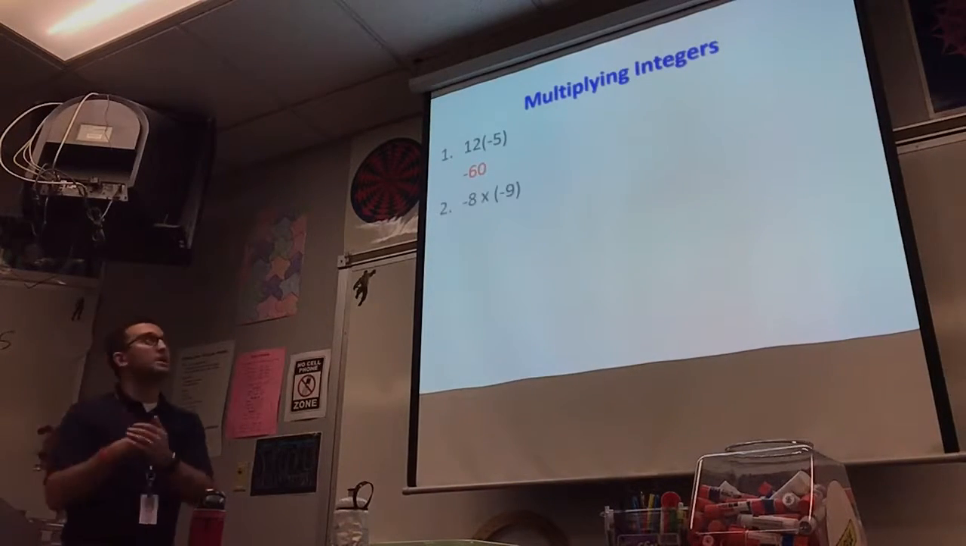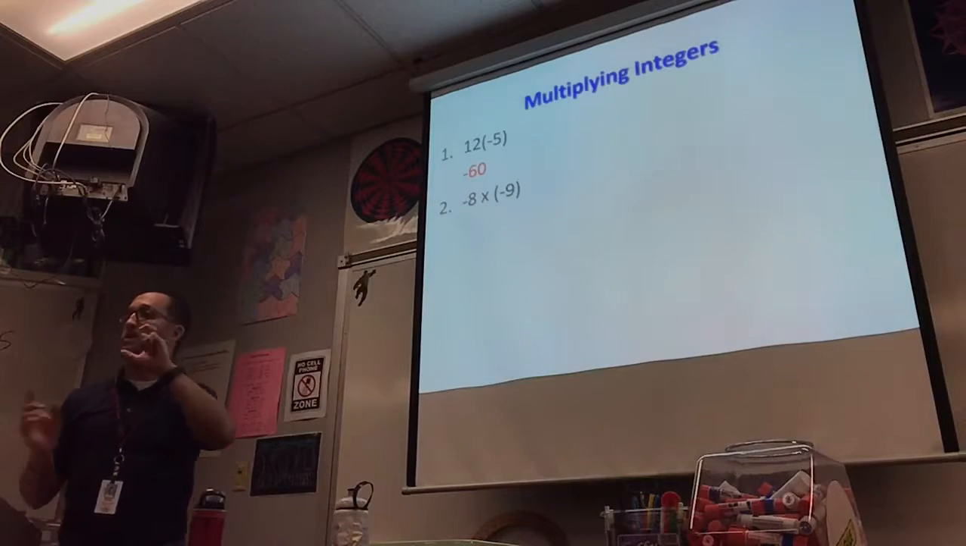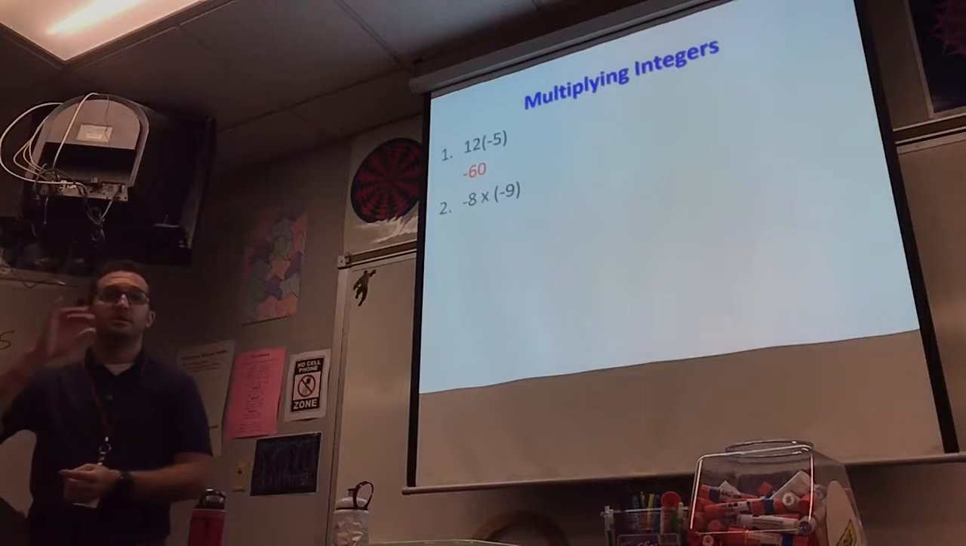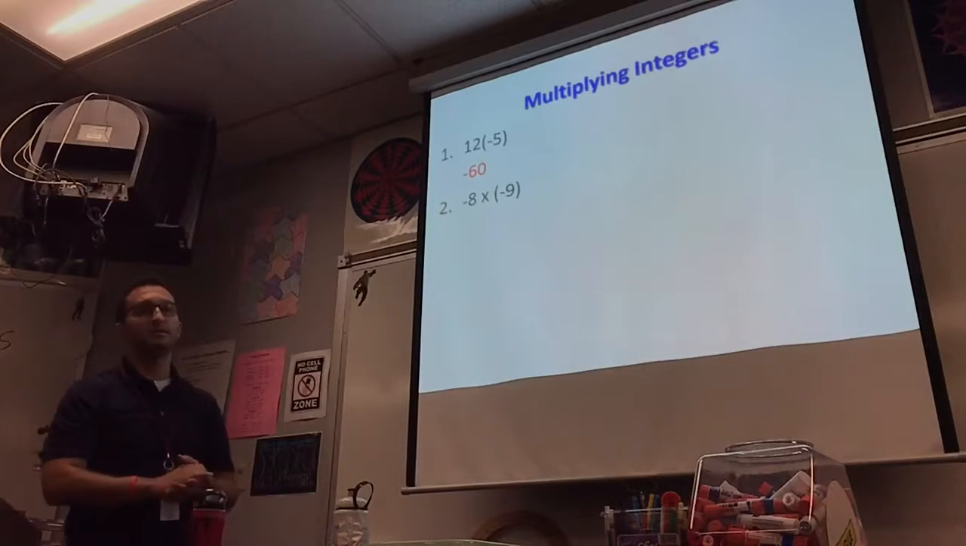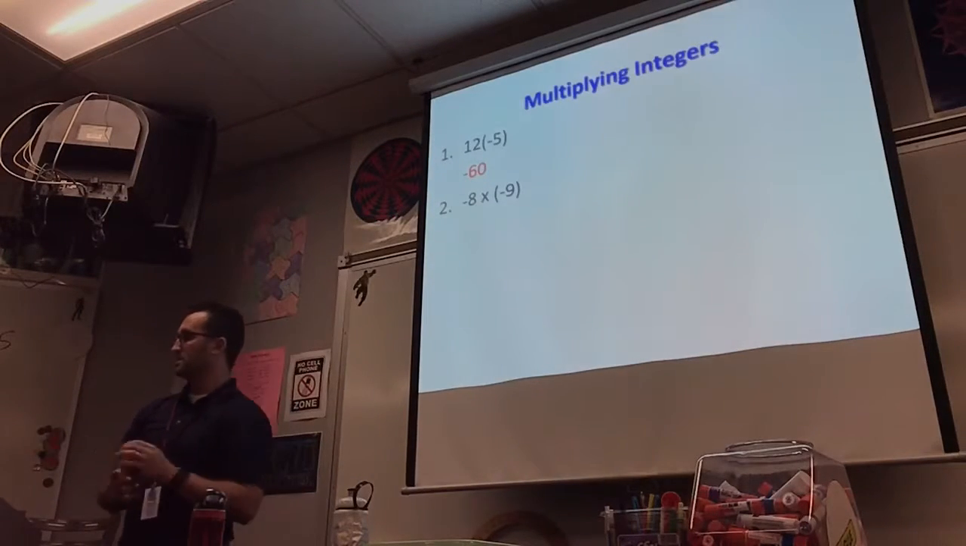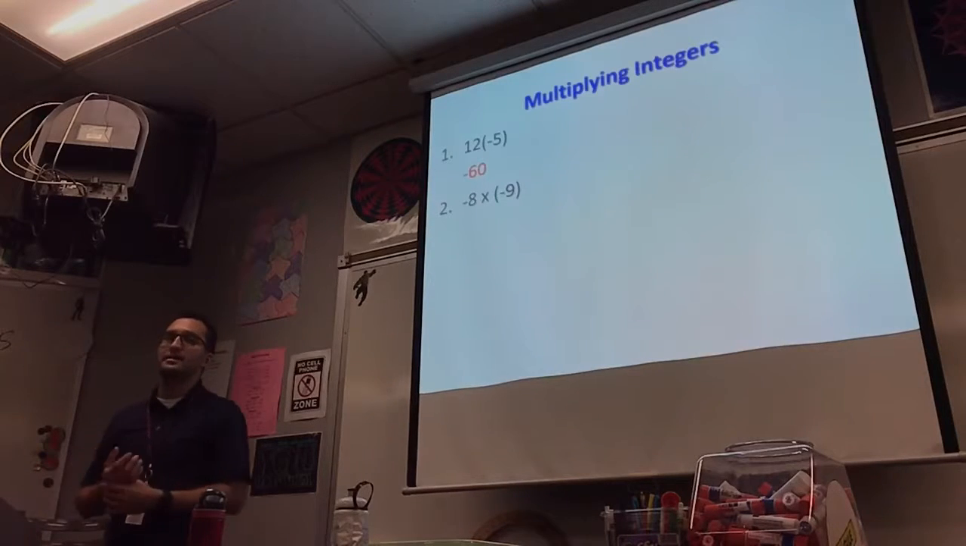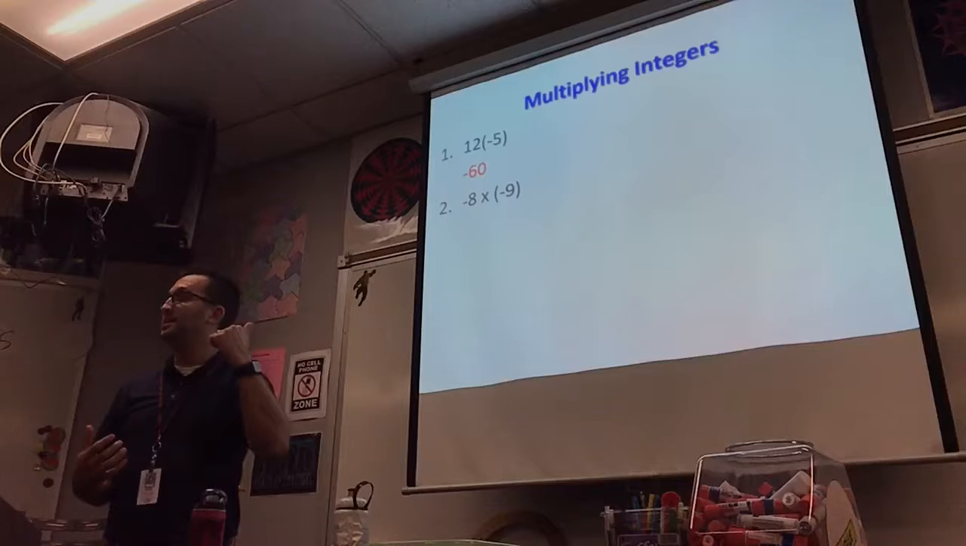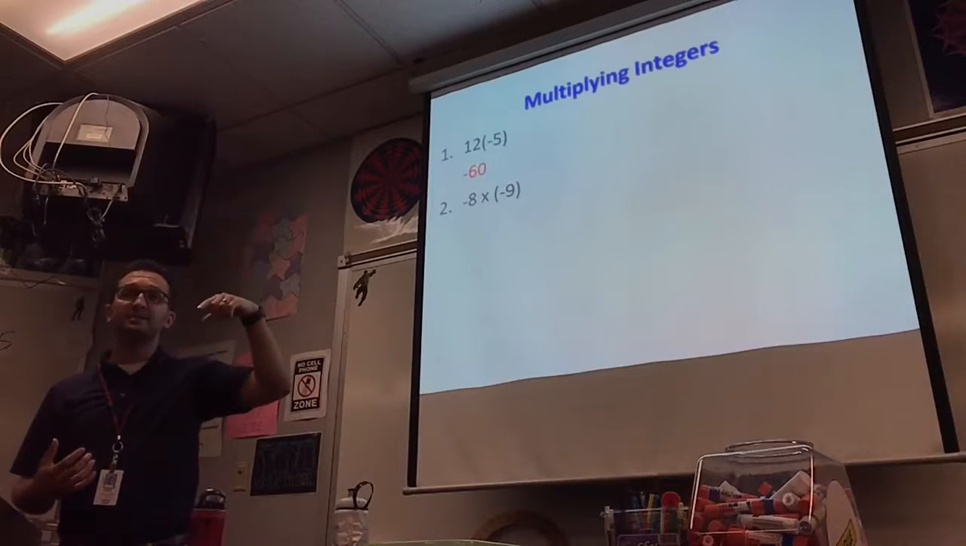What do we got next? Notice the different structure. See how I've written it in different ways? I want you to recognize the different ways of getting this. So what do we see here? 72. Oh, they're the same sign. 8 times 9 is 72, and now we have to assess the sign. What do we do about the sign for this one? Same sign, positive.